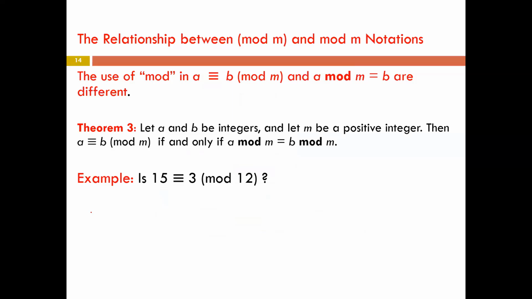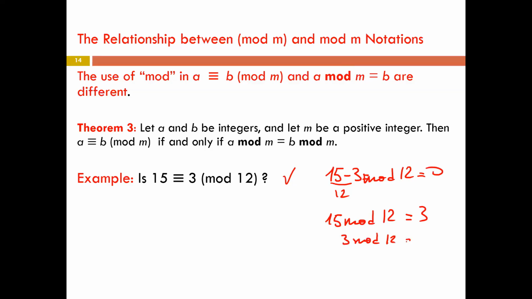Is 15 congruent to 3 mod 12? The answer is yes. We can see it in different ways. 15 minus 3 is 12, so mod 12 it is 0. So it's fine. Or you say that 15 mod 12 is 3, and 3 mod 12 is 3. So they are the same. So it's also fine.